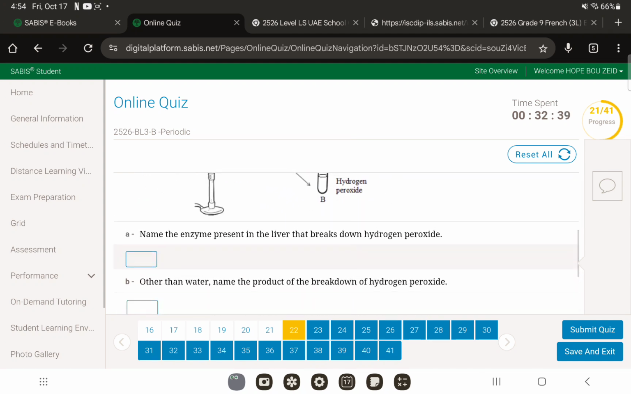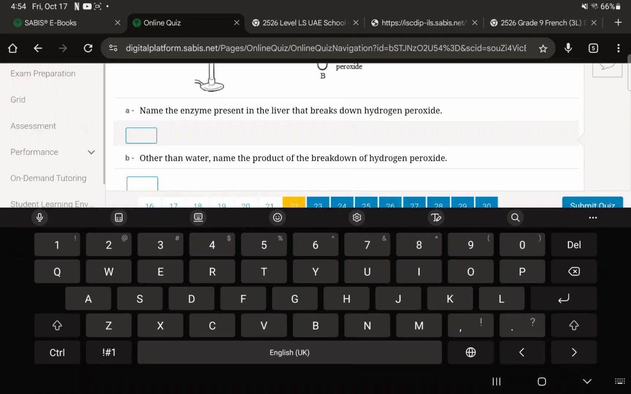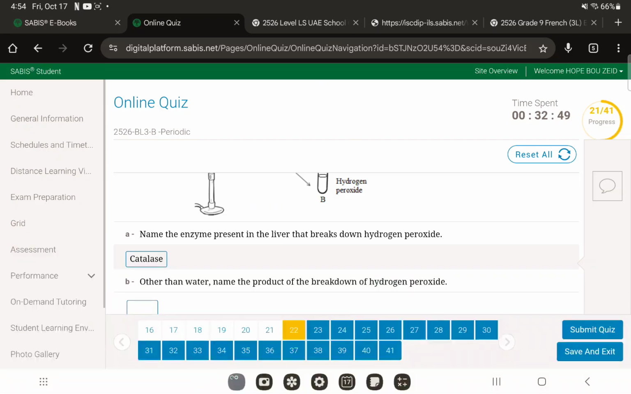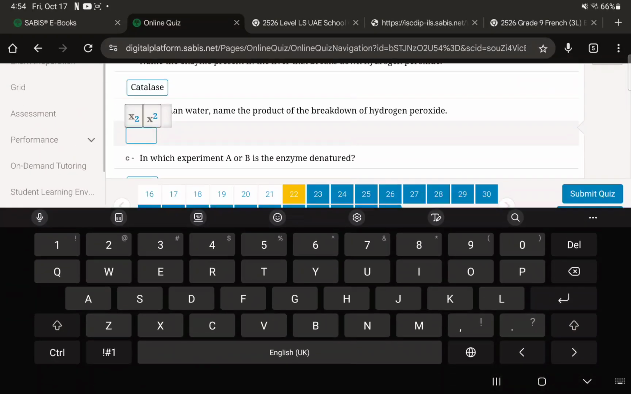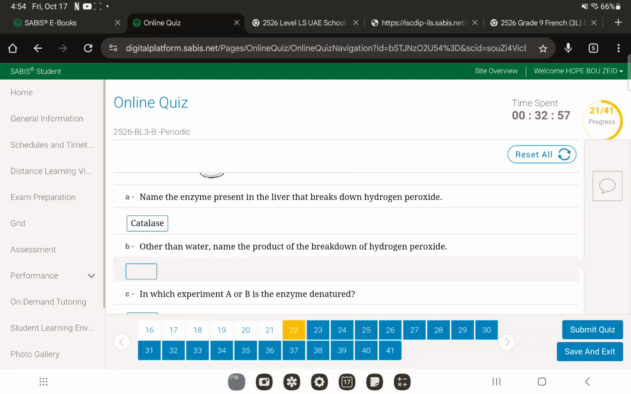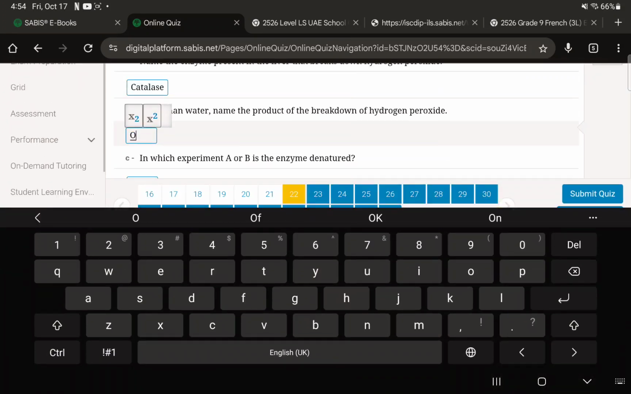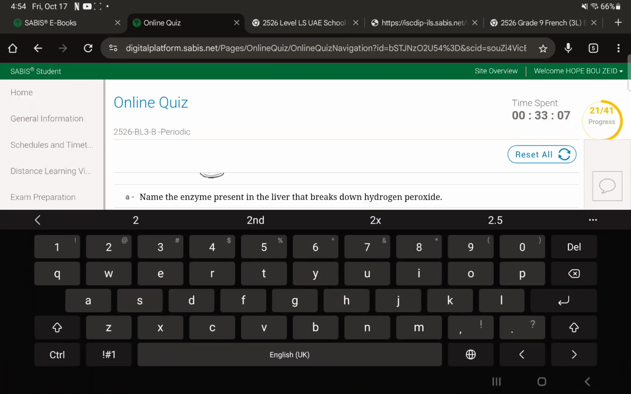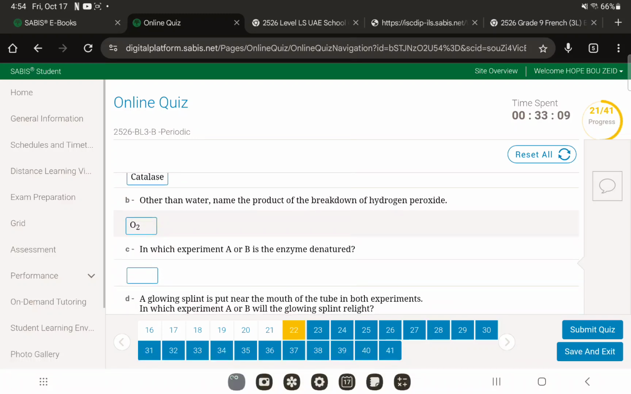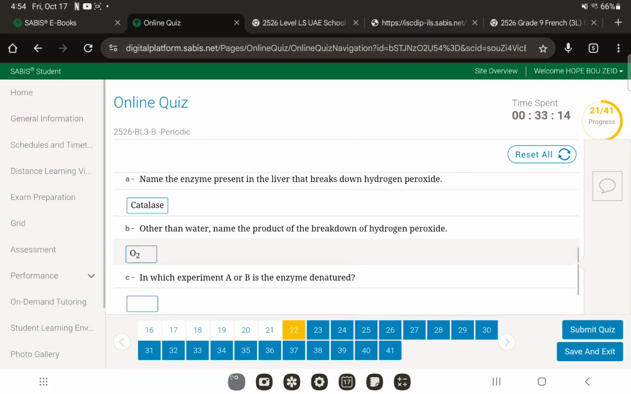But anyway, name the enzyme present in the liver that breaks down hydrogen peroxide. Catalase. Catalase is what breaks down hydrogen peroxide. Other than water, name the product of the breakdown of hydrogen peroxide. The product would be water and oxygen, so O2. Okay. In which experiment, A or B, is the enzyme denatured?